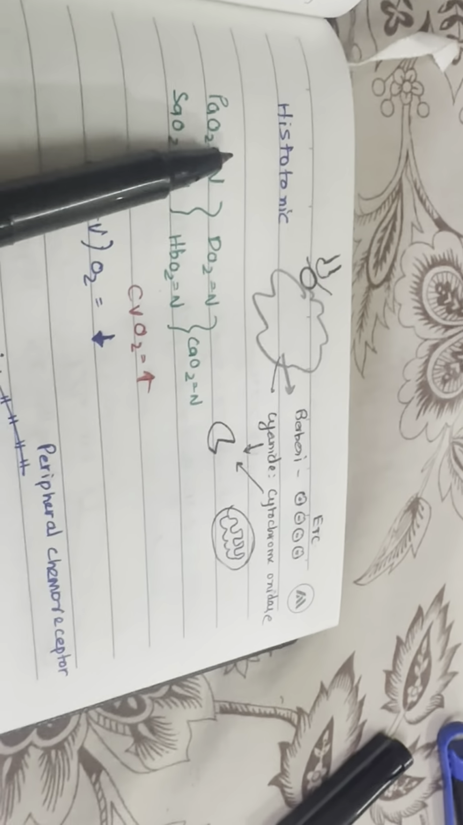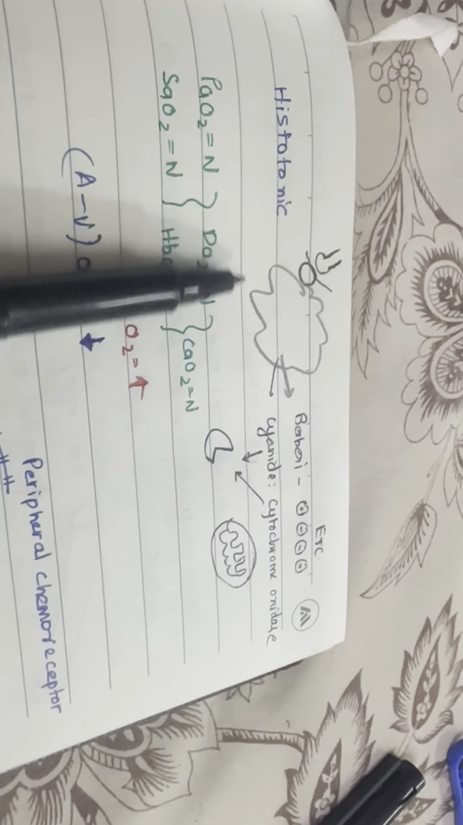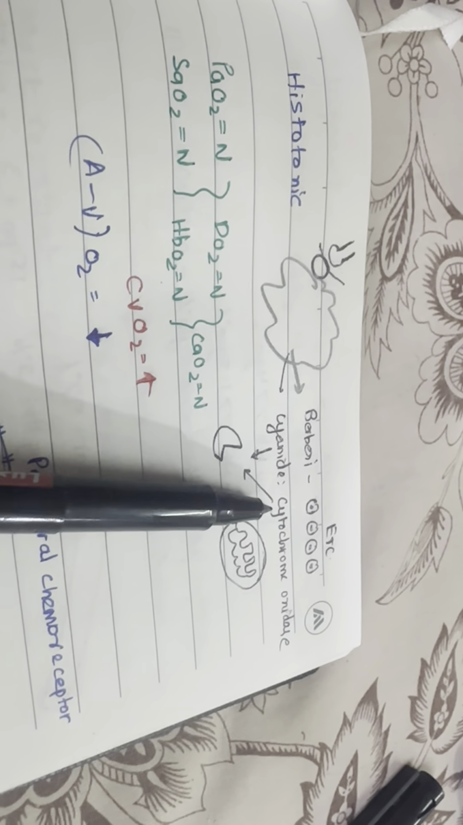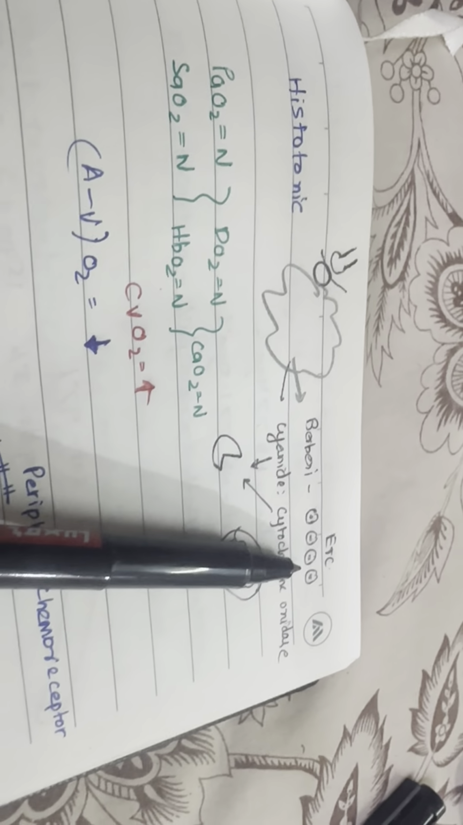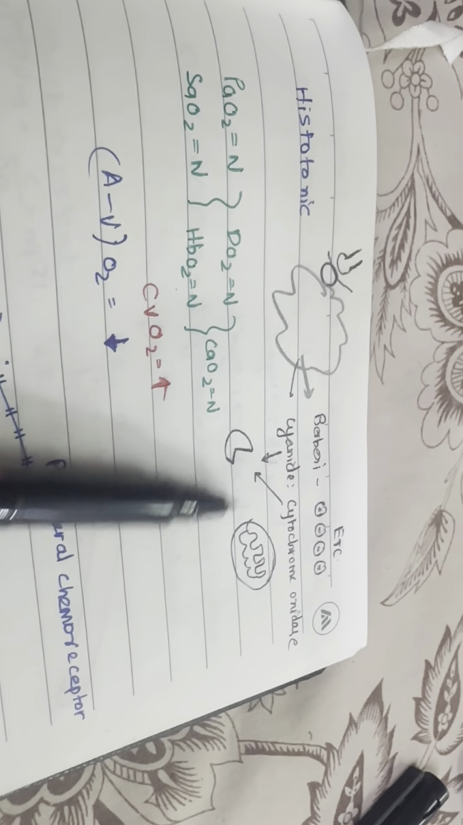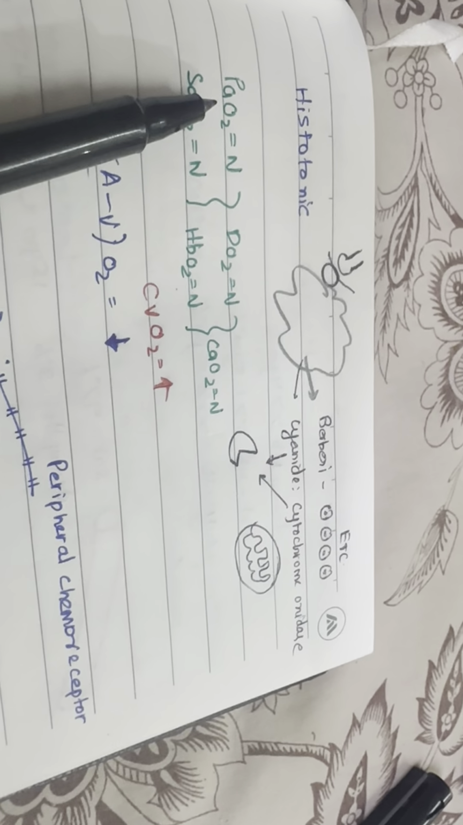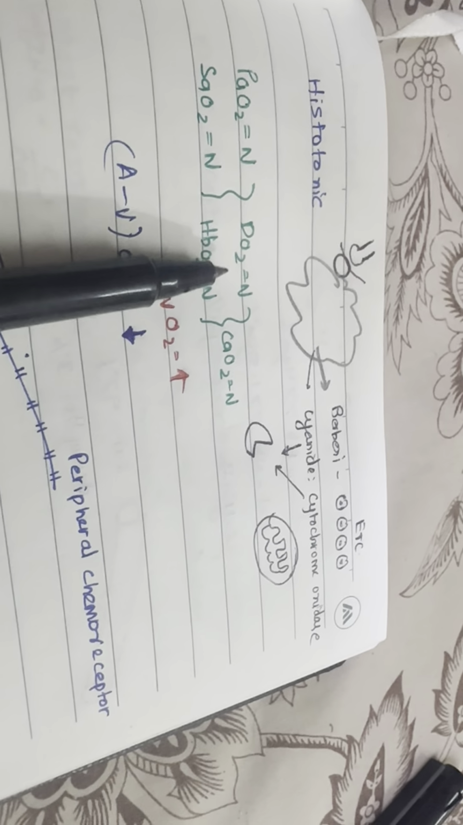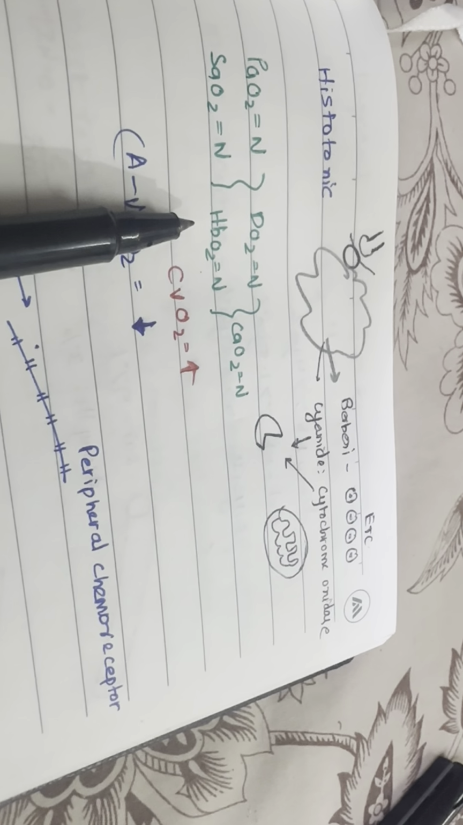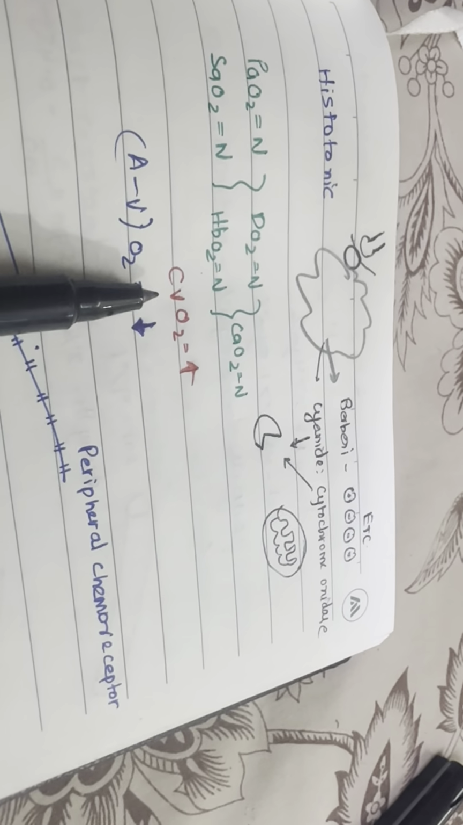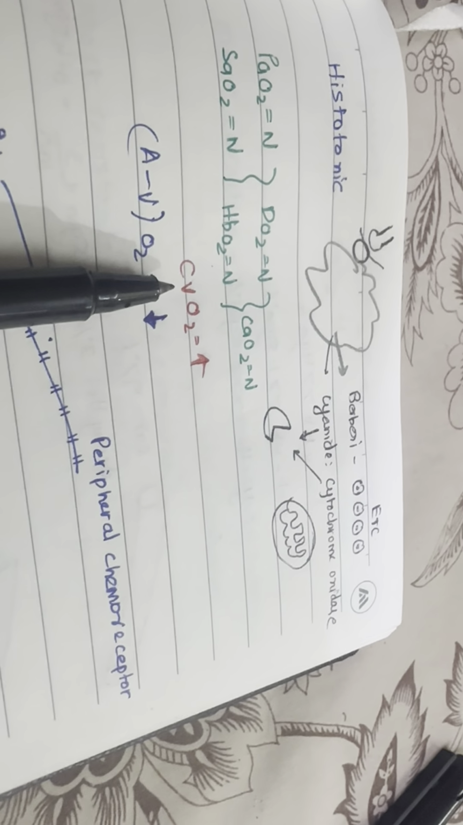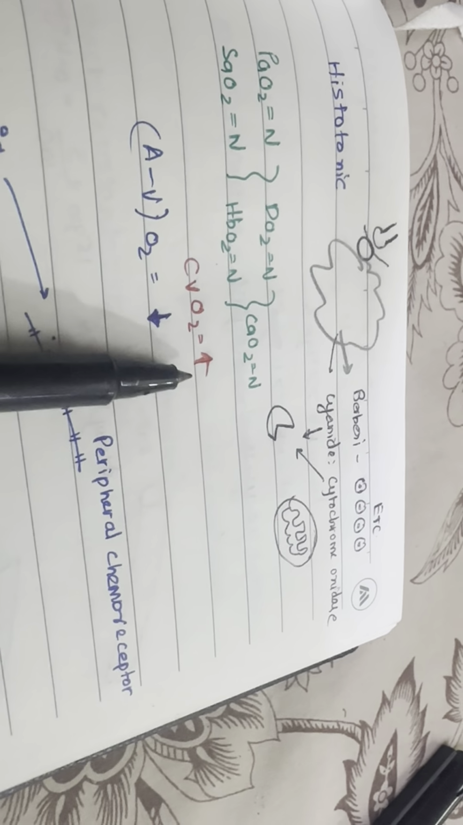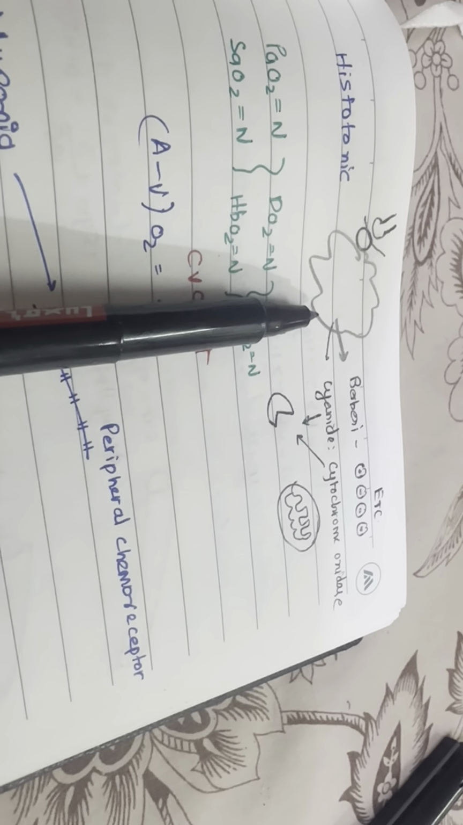Next is histotoxic hypoxia. It is due to cyanide poisoning, due to inhibition of the cytochrome oxidase enzyme in the electron transport chain. In this, partial pressure of oxygen will be normal, saturation of oxygen will be normal, dissolved oxygen will be normal, HbO2 will be normal. But the CvO2, that is the content of oxygen in the venous blood, will be increased because the problem is in the tissues.